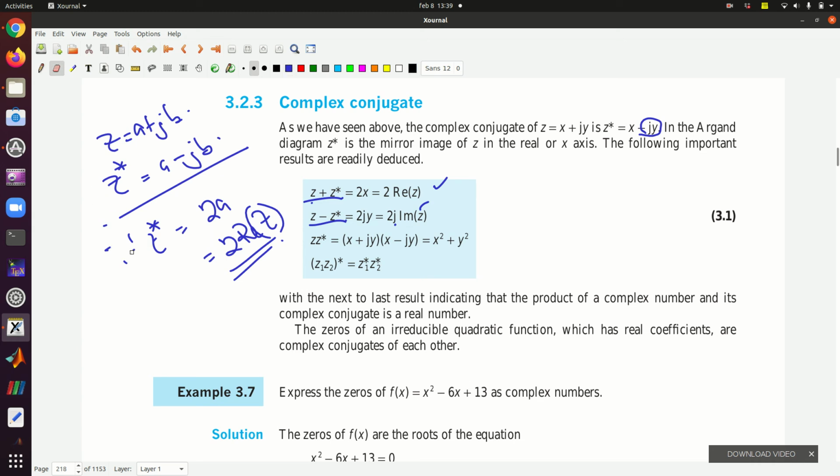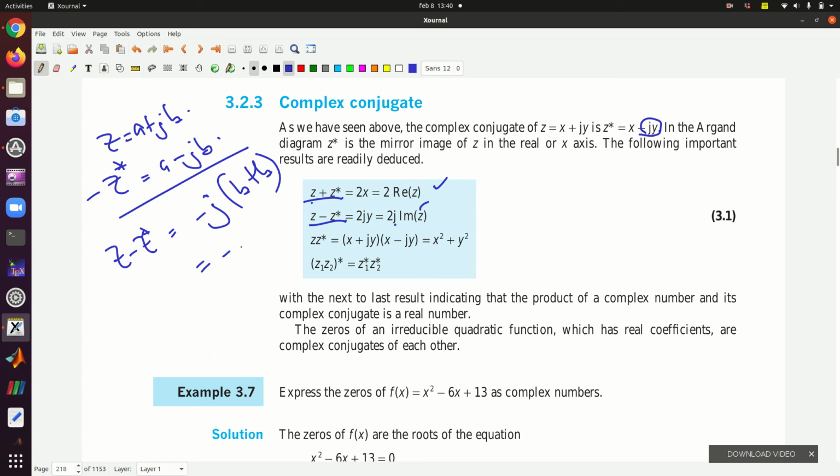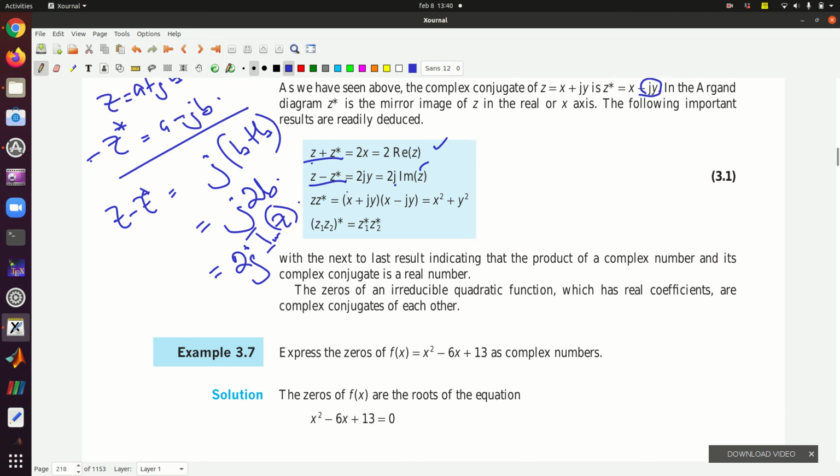We can do this here. So we subtract, z minus z star, this is that, and then this minus that. Oh, there's no negative here. This is b plus b, so it is 2j times b, but b is the imaginary part of z. The imaginary part, yes, the scalar simply.